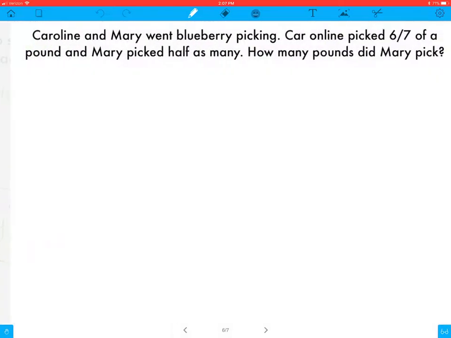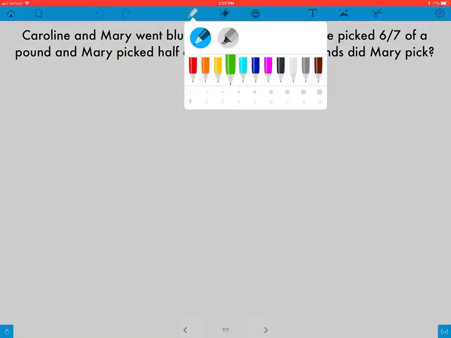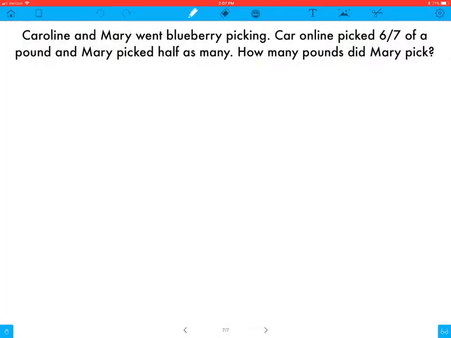That'd be pretty rough. Number 7. Caroline and Mary went blueberry picking. Caroline picked 6/7 of a pound and Mary picked half as many. How many pounds did Mary pick? Now we saw a similar problem when I was looking for how much pizza. Now I'm going to multiply.